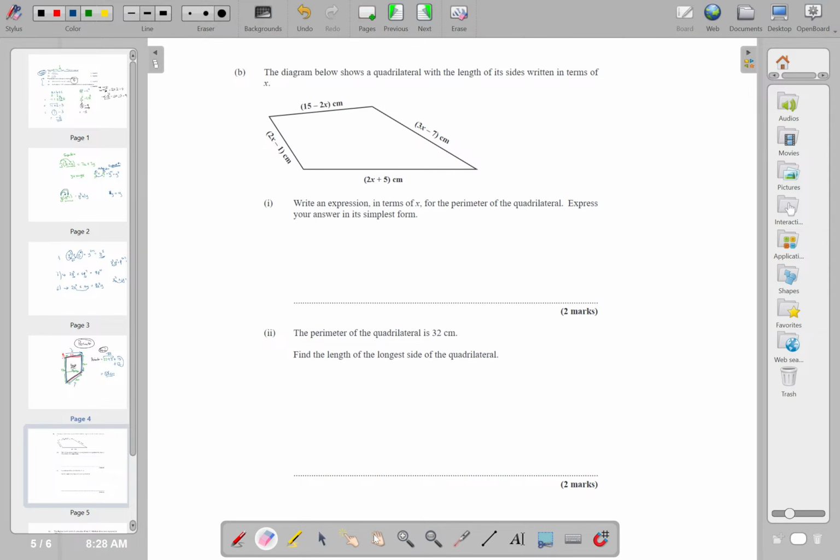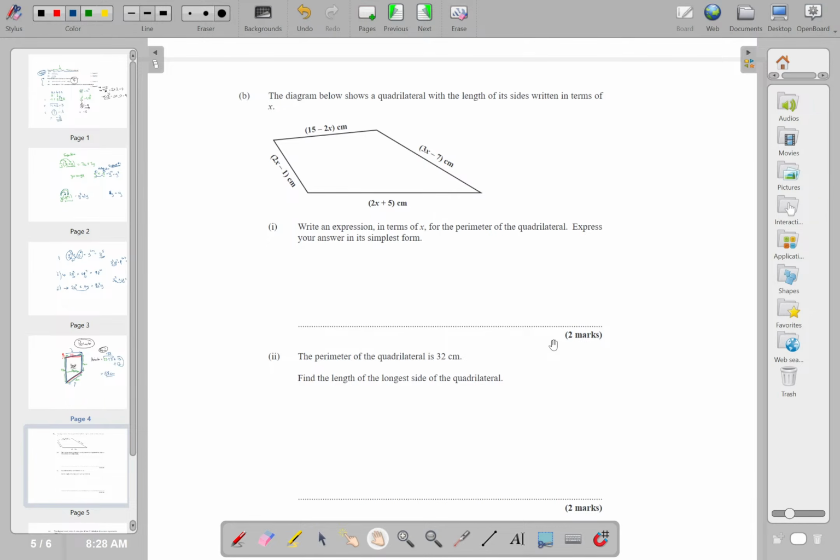Just make sure you understand what perimeter is. Okay? Now the diagram shows a quadrilateral with the length of its sides written in terms of x. So that gives us expressions. Now remember here, the expressions are just a placeholder. It's supposed to evaluate to give you a number, so you actually know how long it is. So we're going to first use the expressions though. It says write an expression in x for the perimeter of the quadrilateral.